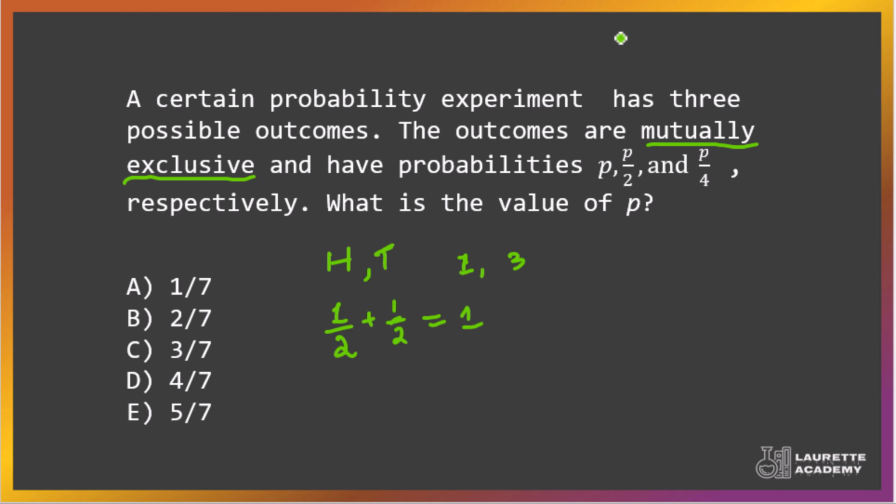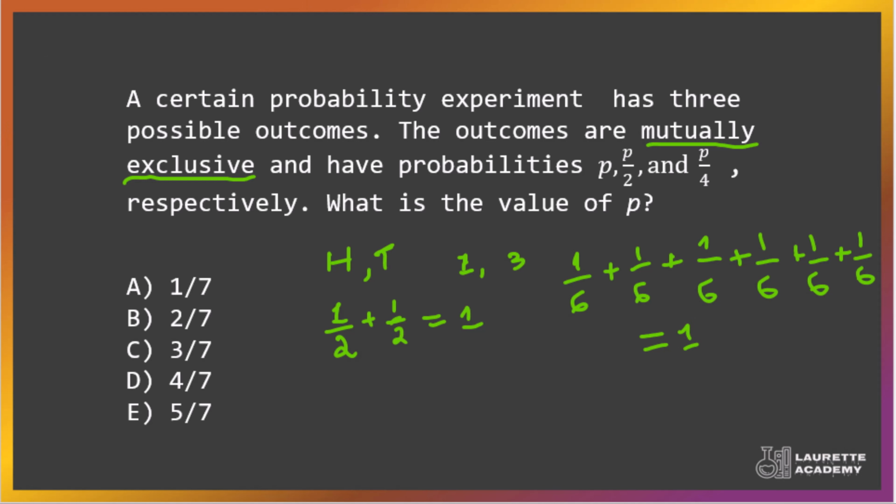Similarly, for tossing a six-sided die, the probability of having a 1 is 1 over 6. The probability of having a 2 is 1 over 6. Probability of having a 3 is 1 over 6. The probability of having a 4 is 1 over 6. Probability of having a 5 is 1 over 6. And the probability of having a 6 is also 1 over 6. And all of these should be equal to 1.